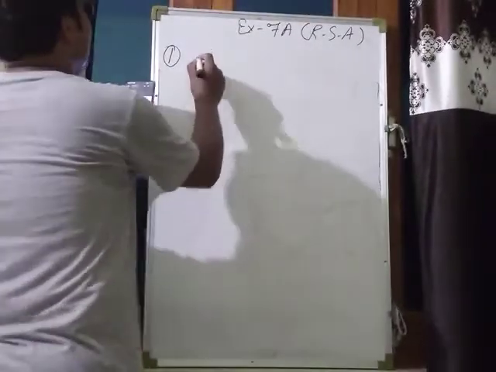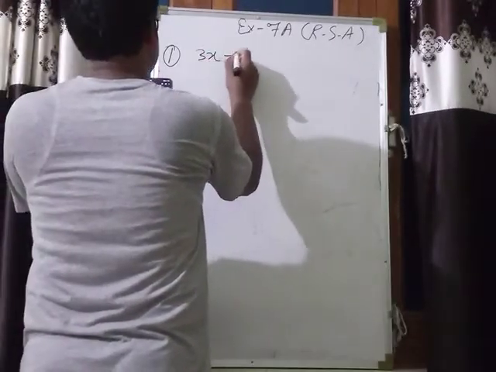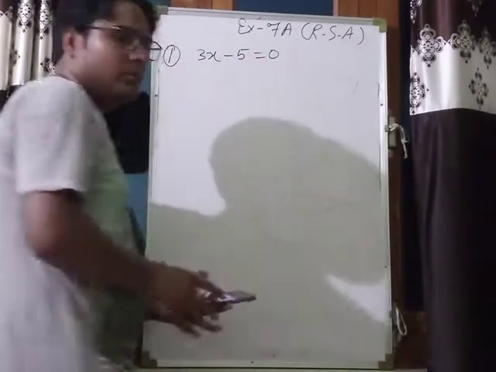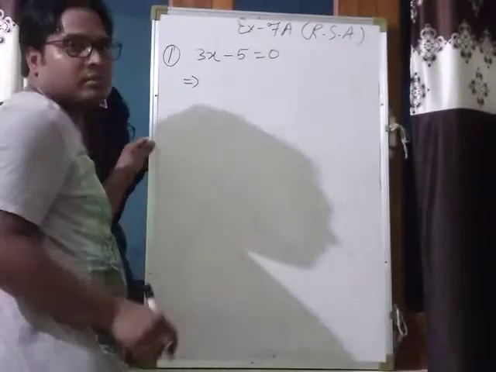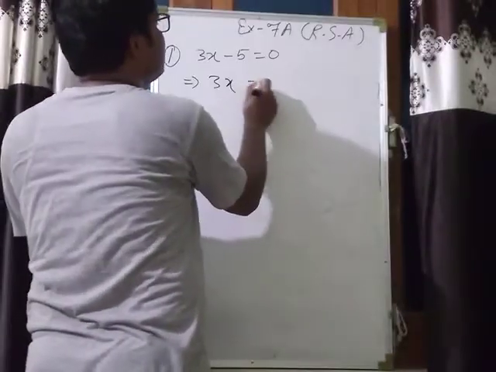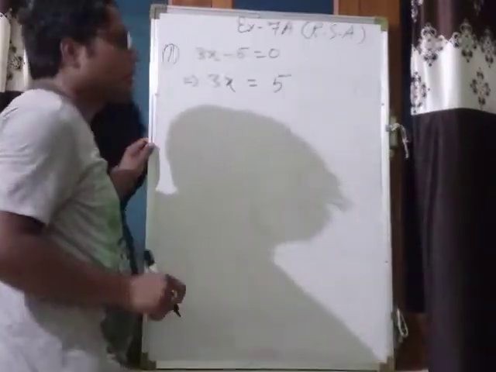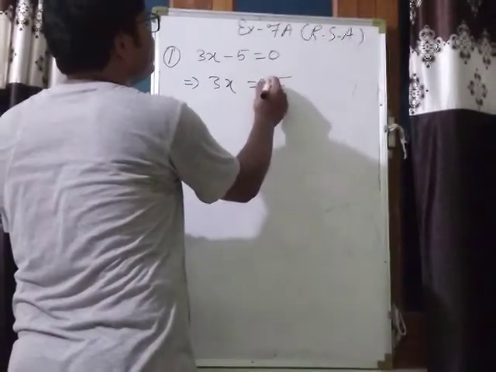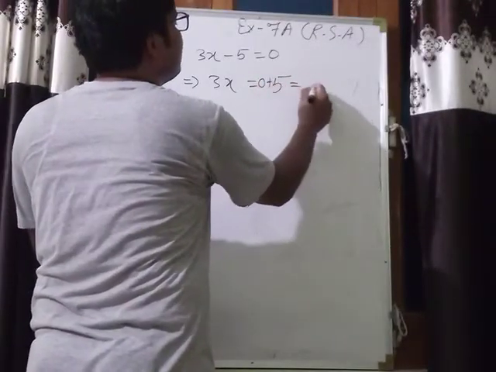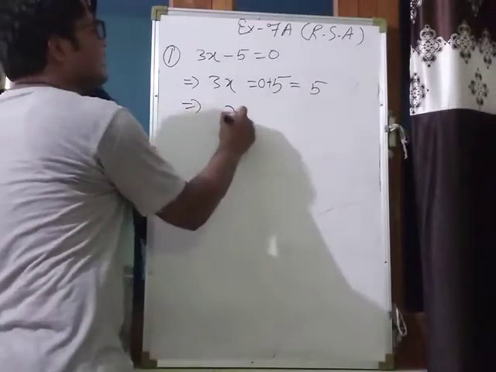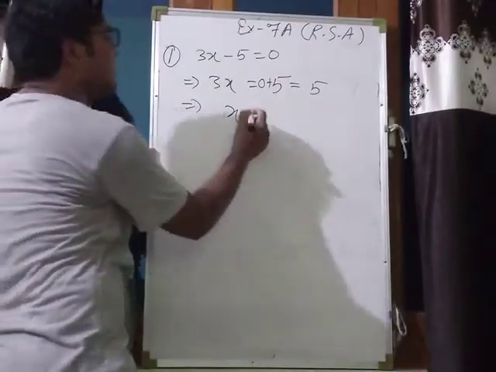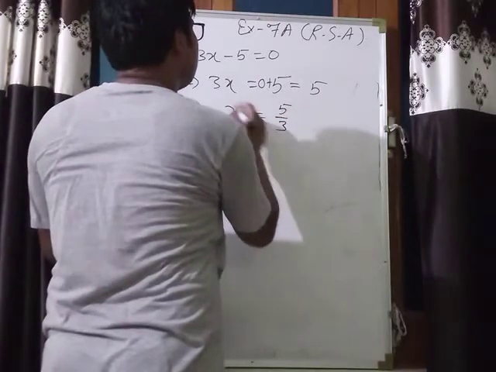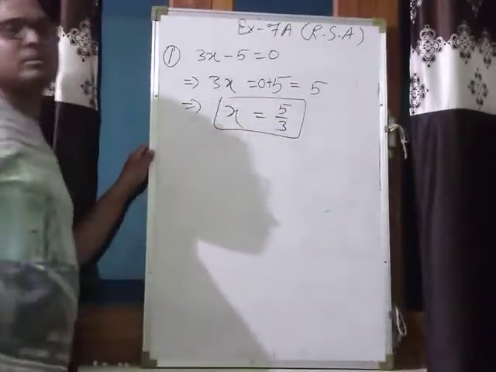Question number first is solve 3x minus 5 equal to 0. We want to solve 3x minus 5 equal to 0. See, transfer this minus 5 to the right side. So what do we have? 3x is equal to, that will be plus 5. This is 0 plus 5, that is 5. After that, transfer this 3 to the right side. Here 3 is multiplied with x, so it will become 5 by 3. So your answer is 5 by 3.